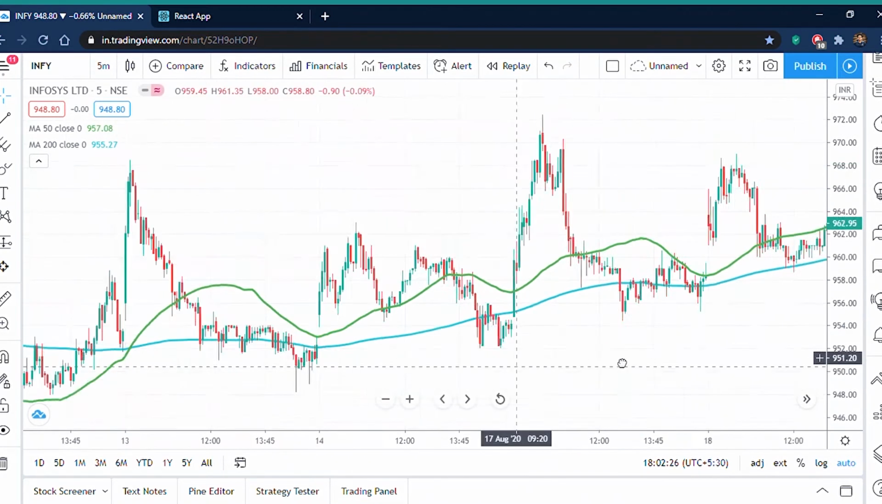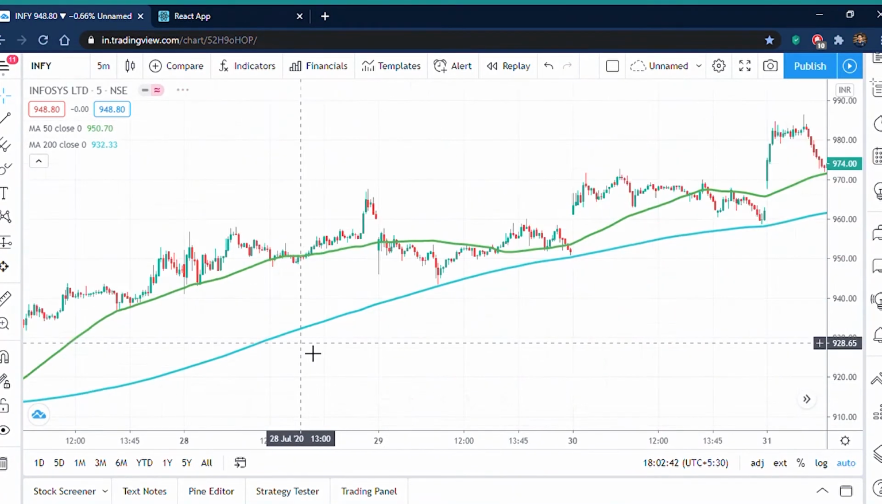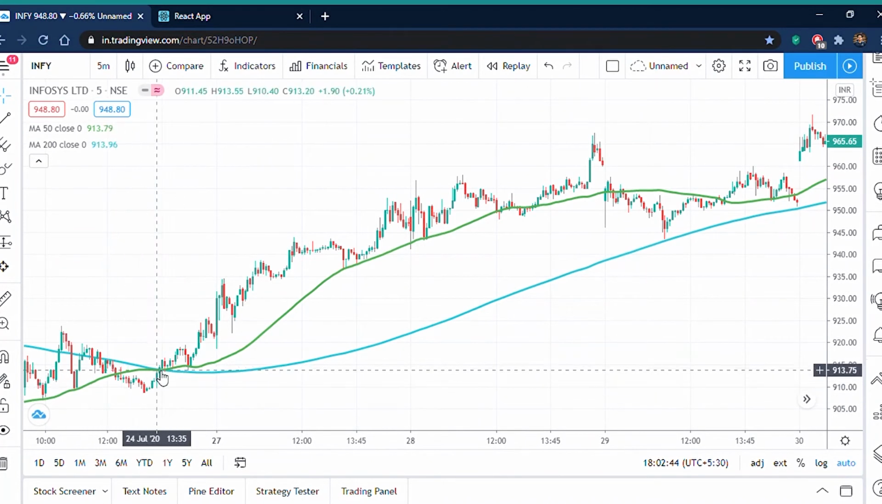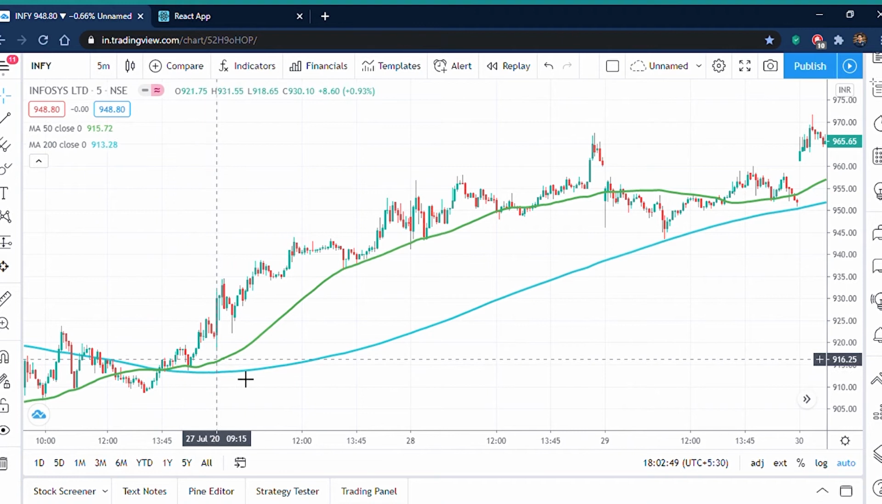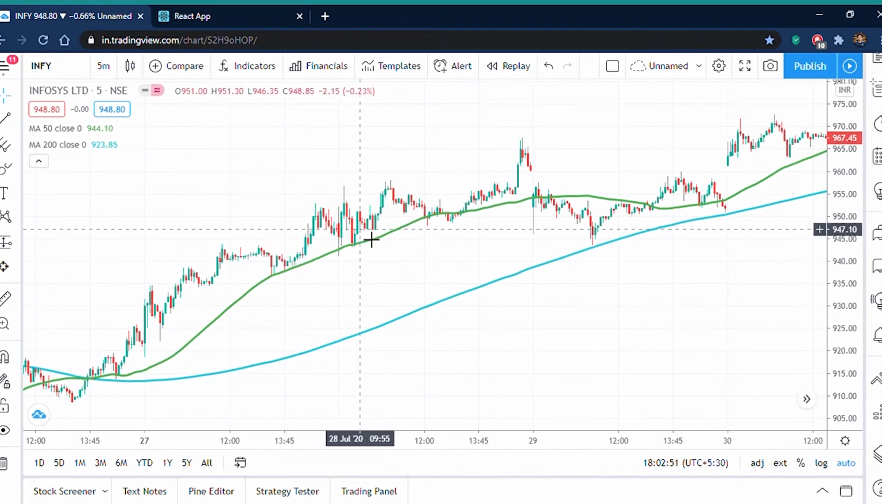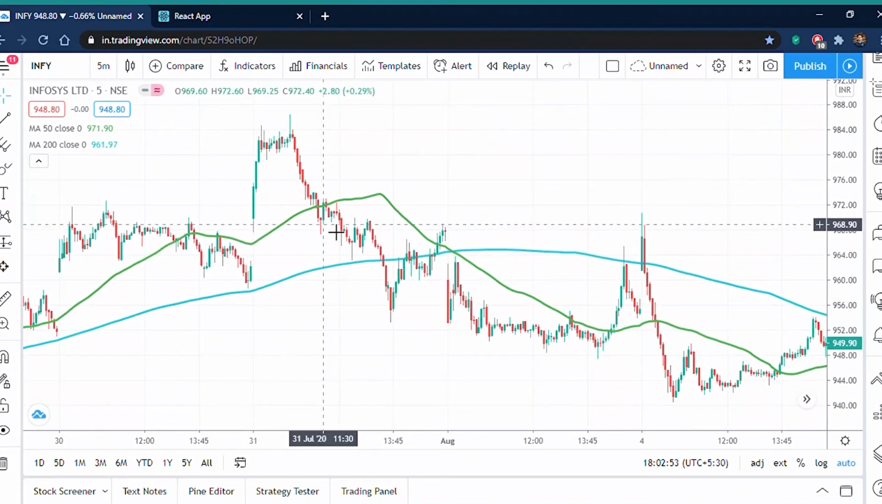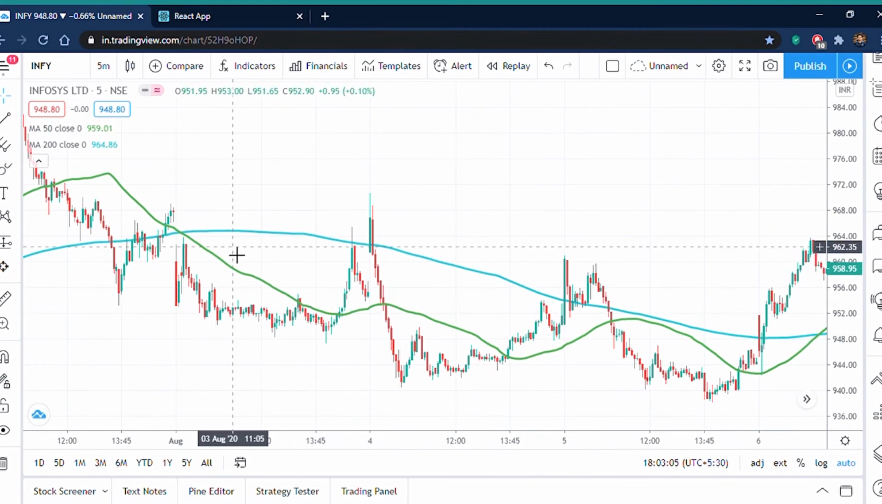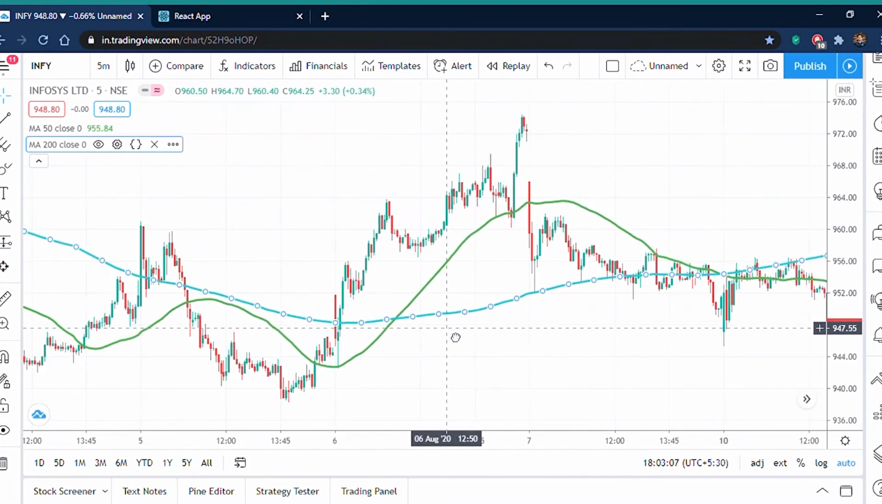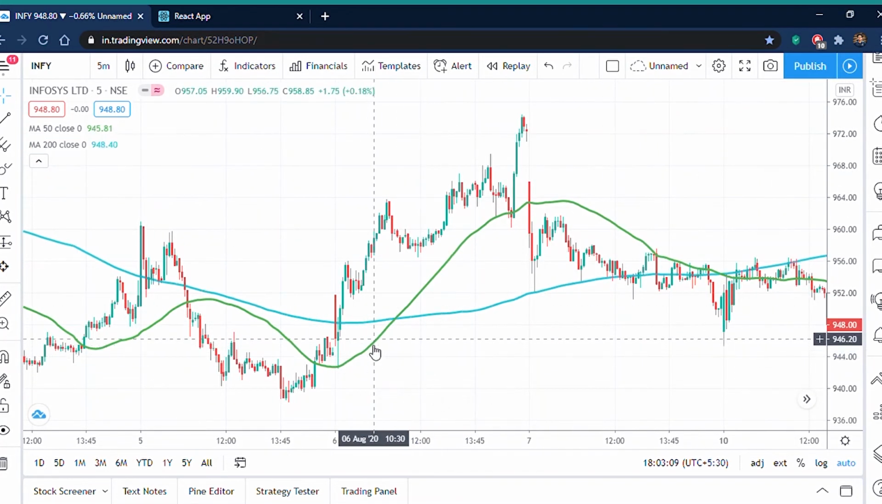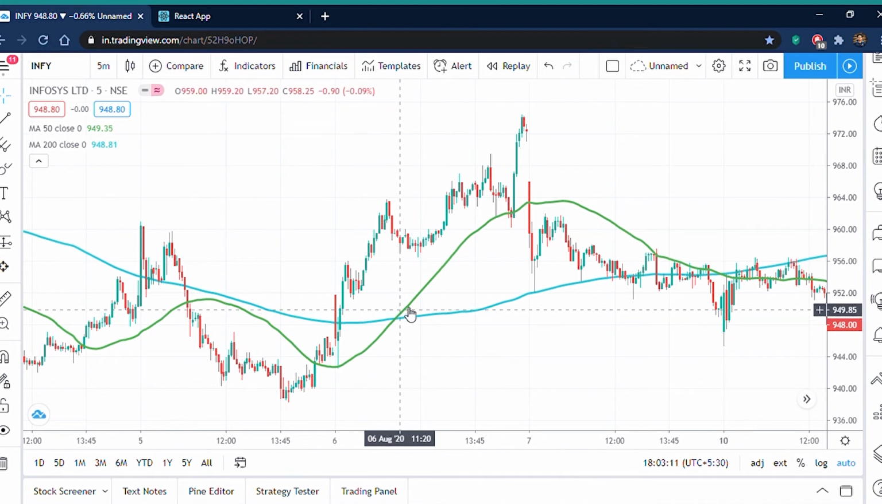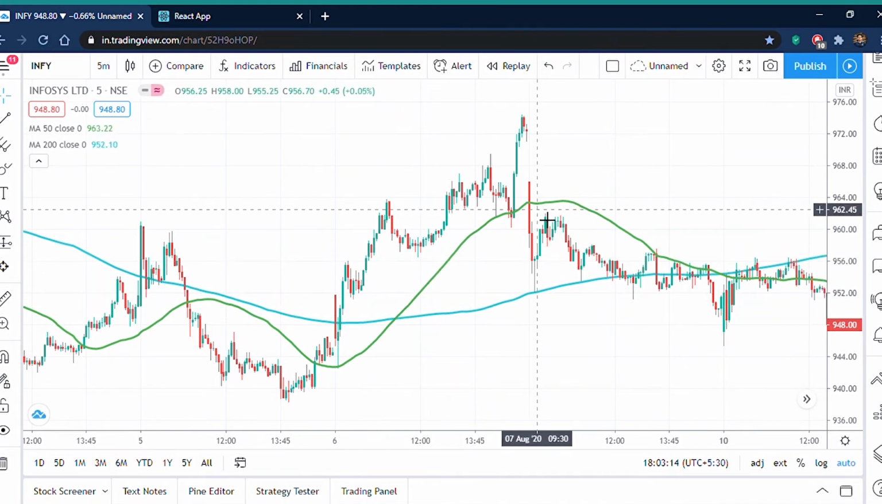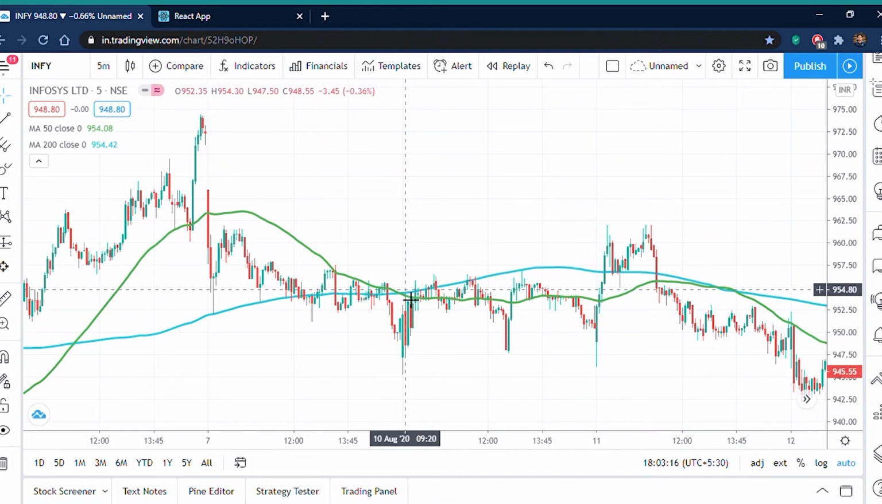So again, here you can observe, whenever this green line, which is the 50 MA line, cuts the blue line, which is the 200 MA, we can observe an increasing trend, and whenever the shorter period moving average cuts the longer period moving average and crosses below it, we can observe a downward trend. So again, here we observe that the green line is cutting the blue line and going above it, and the trend is increasing, and whenever it cuts the blue line and goes below it, then there is a bit of a downward trend.